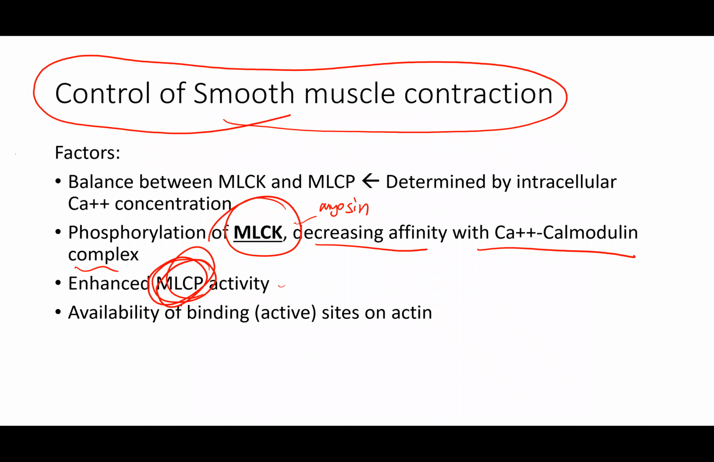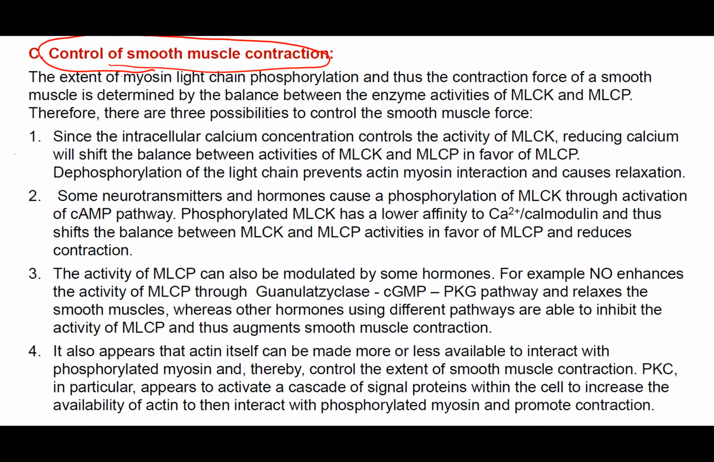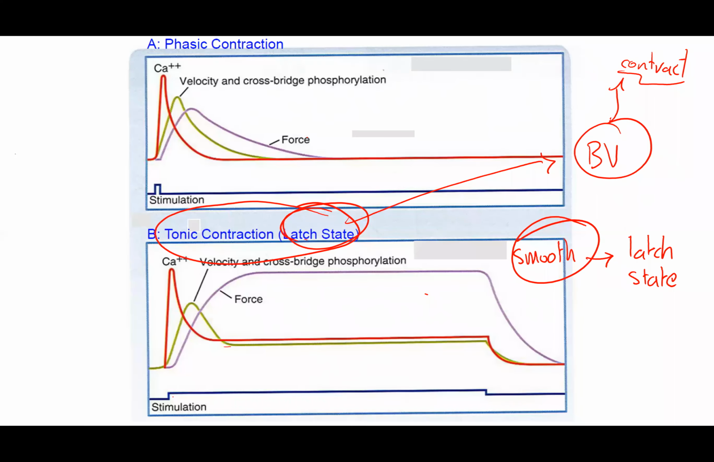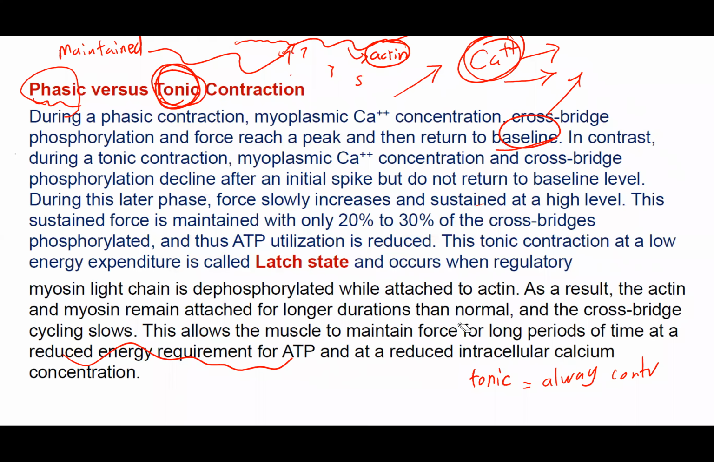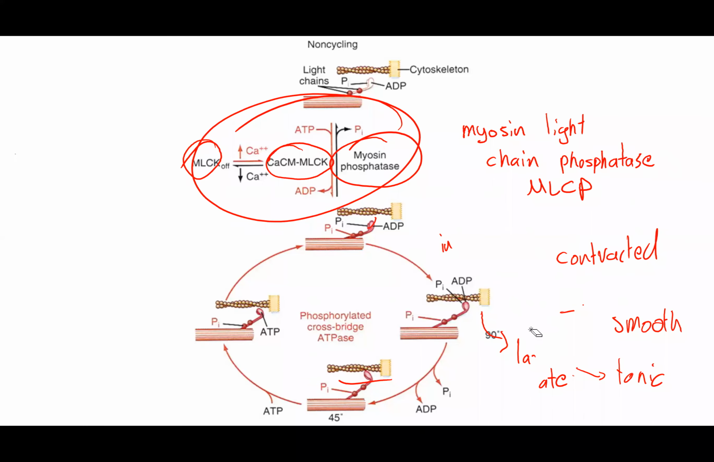Yes. All right, perfect. And the last thing is the availability of the binding site on the actin. So I think it's described clearly. Basically, what happens is there's a bunch of molecules or signals that cause actin to be more or less available to be interacting with the myosin, remember? So let me go back to the cycle over there. Let me just delete all this really quickly.